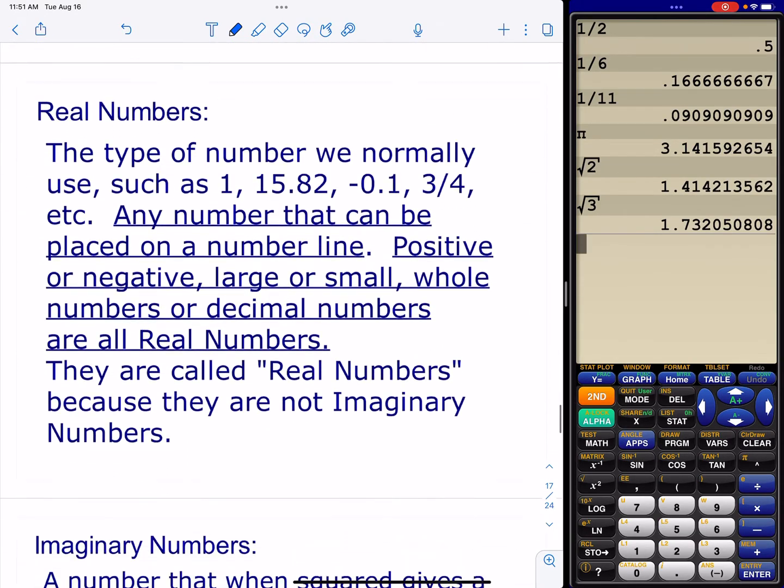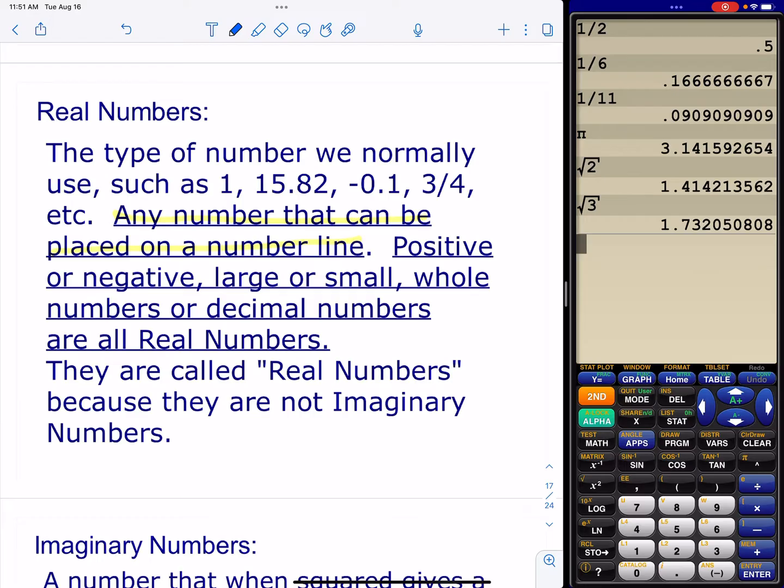All right? Last number set that you're going to be tested on, the real number set. Real numbers. Now, real numbers are any number that can be placed on a number line, and that's the part I need you to write down. So, any number that can be placed on a number line.